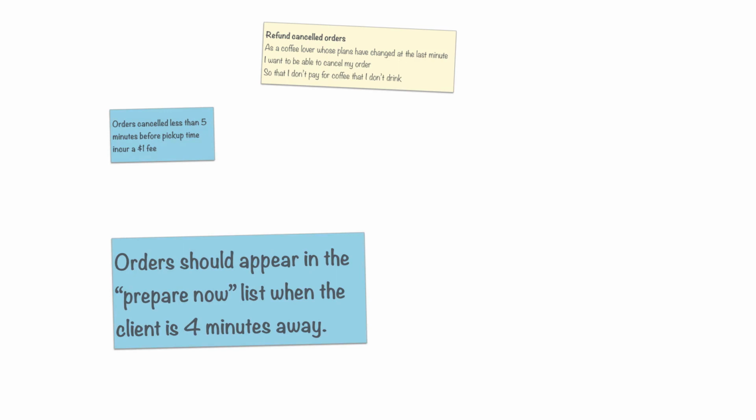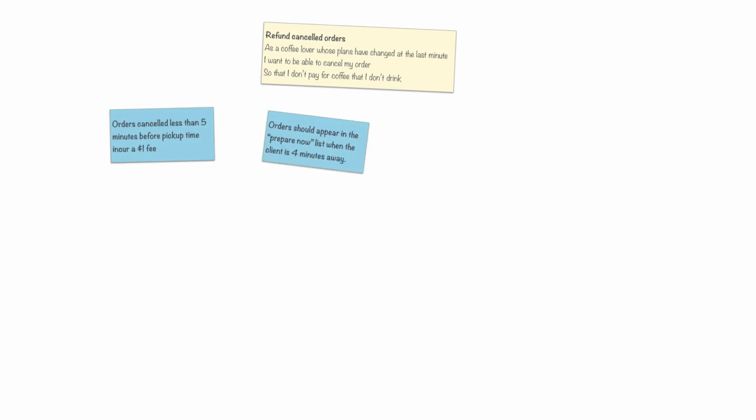Or we might have another rule about order preparation. Orders should appear in the Prepare Now list when the client is 4 minutes away. We lay the blue rules out across the board underneath the story card. For each rule, we try and find concrete examples to illustrate it. Example mapping is a breadth-first approach, which means that we are after quantity more than detail.